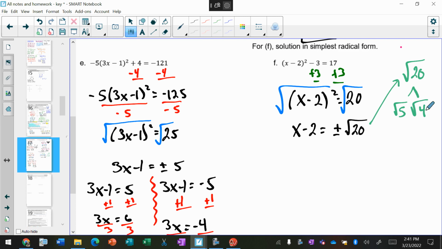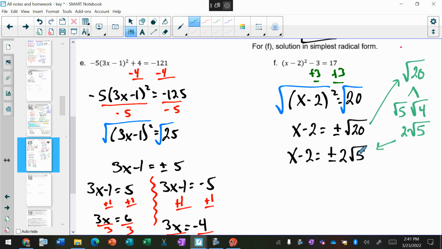So when I write down 4 and 5, because 4 times 5 is 20, which one of those numbers was the perfect square? Can we take the square root of 5, or can we take the square root of 4? The square root of 4 comes out to be a whole number of 2, and the square root of 5 just stays radical 5. So that's what it means to have our answer in simplest form.